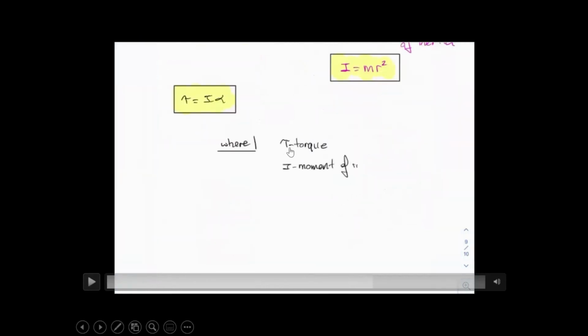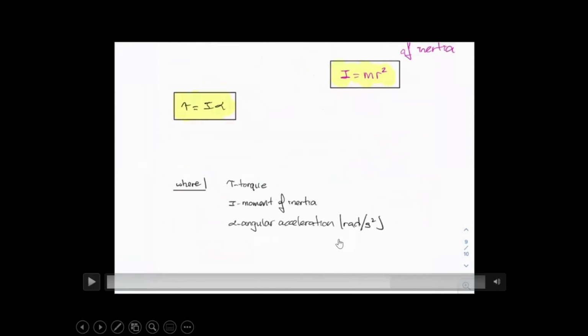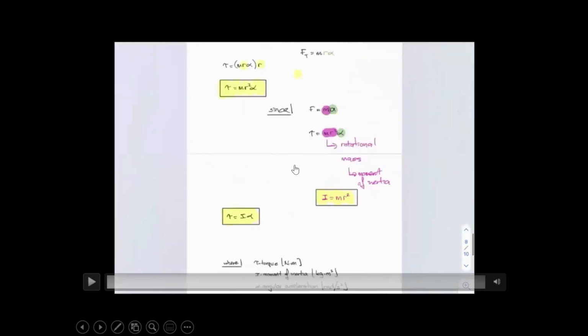This is the Greek letter tau, so it's going to be our torque. It's going to be our moment of inertia times alpha, which is going to be angular acceleration. Angular acceleration is in terms of radians per second squared. Moment of inertia is going to be kilograms times meters squared. And torque is going to be in terms of Newton meters.